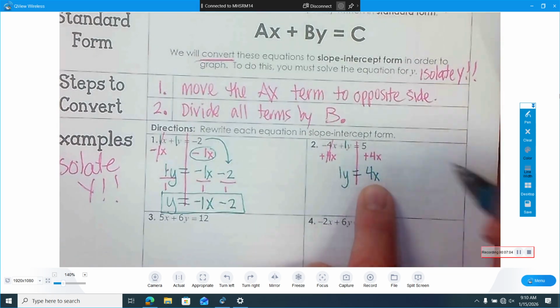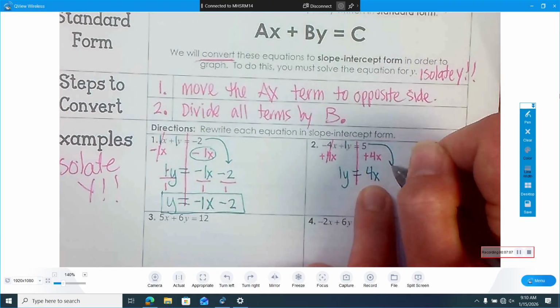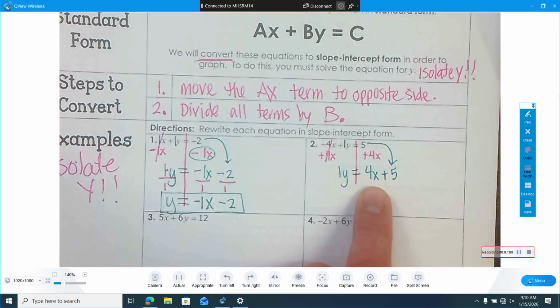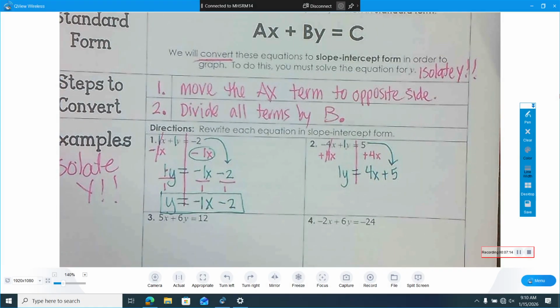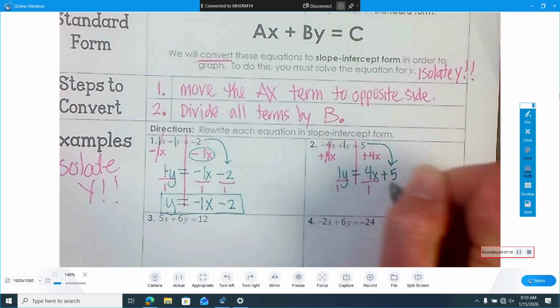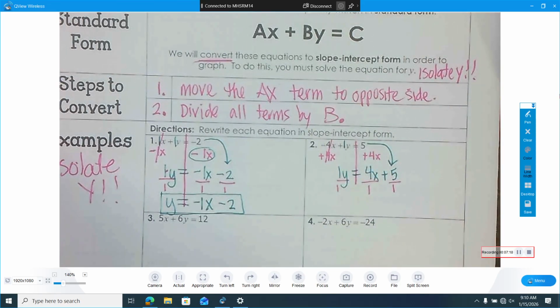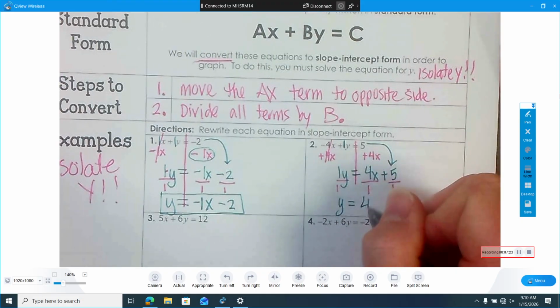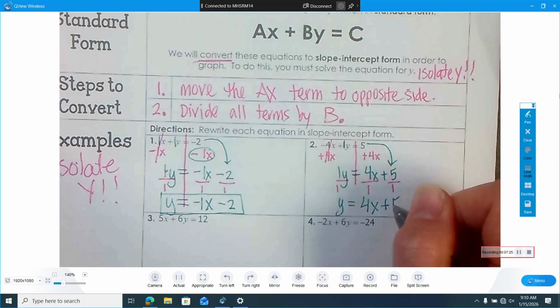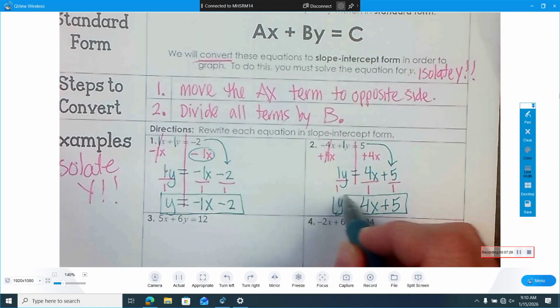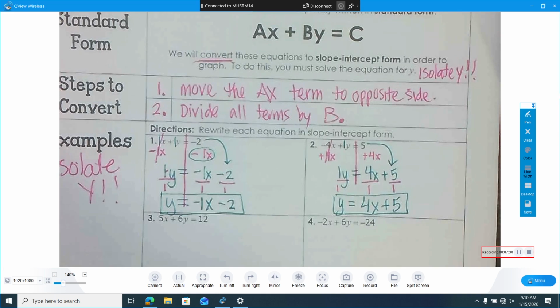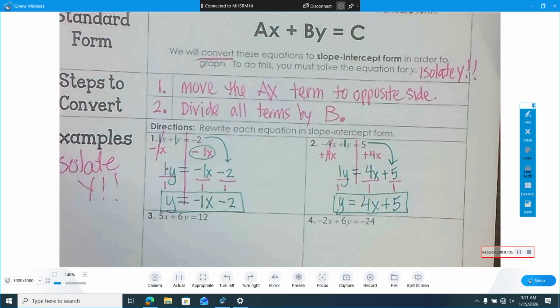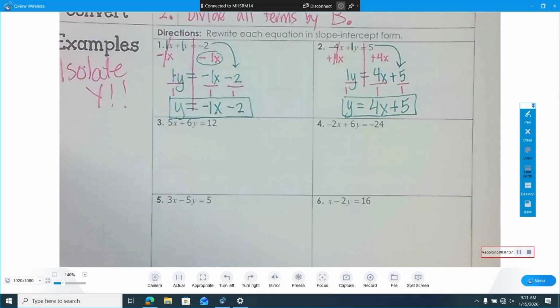And then what? Plus the 5. That is a positive 5. So I'm going to bring that down next to it. All right, they're neighbors. Now, how do I get the y by itself? Divide everything by 1. Does that change anything when you divide by 1? No, super easy. 4 divided by 1 is still just a 4x, and 5 divided by 1 is still just a 5. I'm showing a step that we didn't have to do because we will have to do it on all the rest. All right, questions so far? Is this okay? You're sounding pretty confident, which I enjoy. That's great.